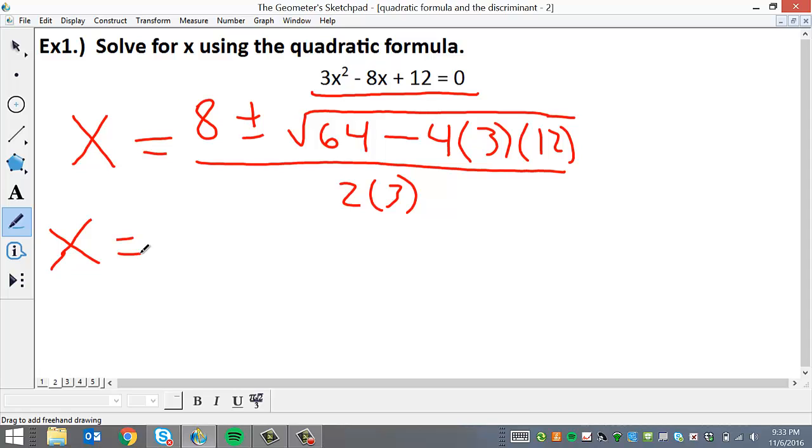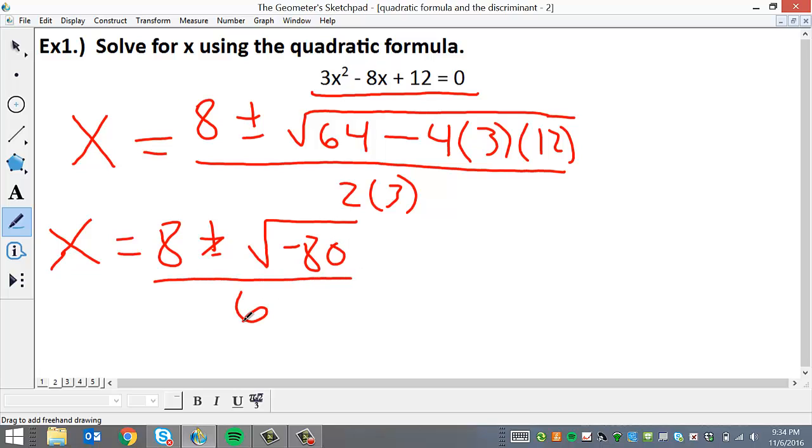So here we go. Let's actually do some simplifying. So I'm going to leave that 8 alone. So we have 8 plus or minus the square root of, you can actually go through and plug all that stuff in, 64 minus 4 times 3 times 12, and you should get negative 80, all over 6. Now, I don't know what other teachers expect, but I definitely would not allow you to stop here as your answer, because the square root of negative 80 can be simplified.